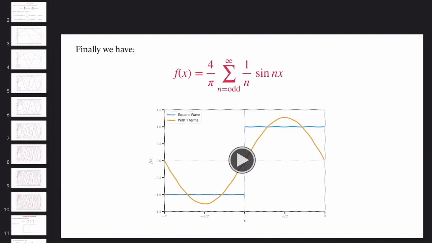Let me stop here and give a few more examples in the coming videos and try to demonstrate the power of the Fourier series.